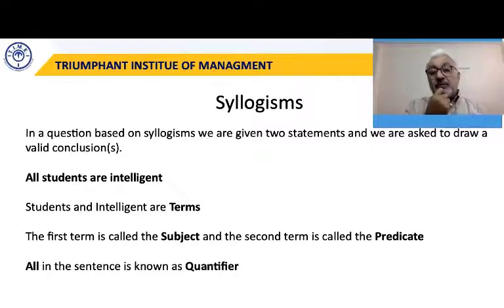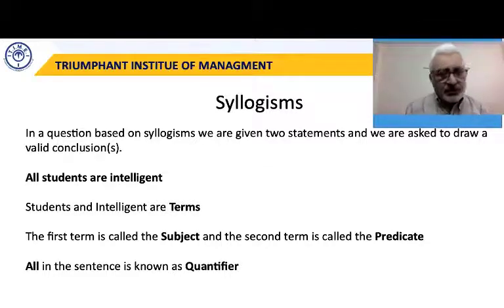Sometimes they also call it a qualifier. They call it a quantifier or a qualifier because it tells us the quantity, or how many students qualify to become intelligent. All right. Before I move further, tell me one thing. If I say all students are intelligent, then can it be possible that some students are not intelligent?